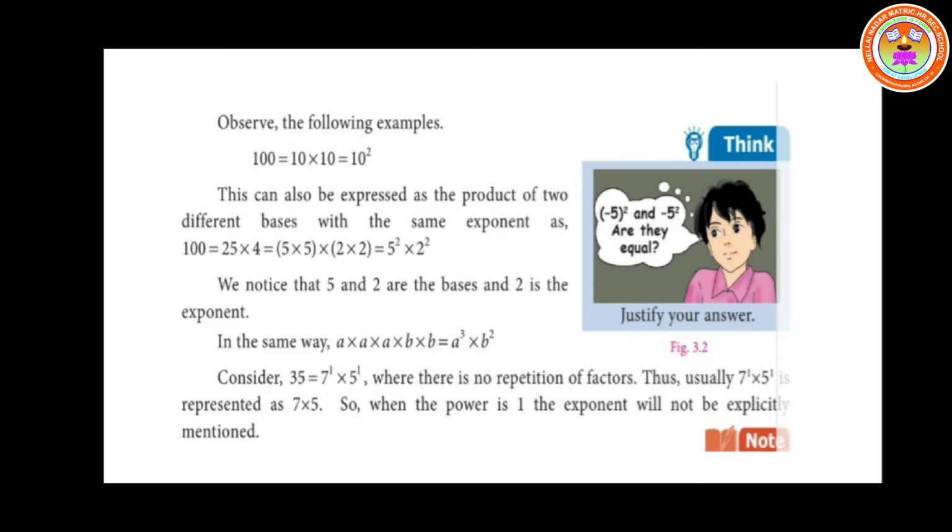In the same way, a into a into a into b into b. How many times is a? 3 times. So a cube you can write, and b can be expressed as b square, that is b to the power 2. Consider 35. That is 7 fives are 35. So 7 appears one time only and 5 also one time, where there is no repetition of a factor. So in this number there is no repetition. So 7 to the power of 1 and 5 to the power of 1, and it can be represented as 7 into 5.